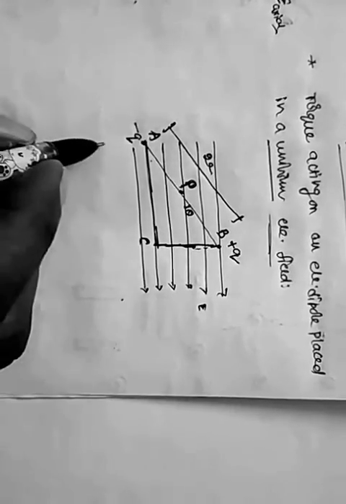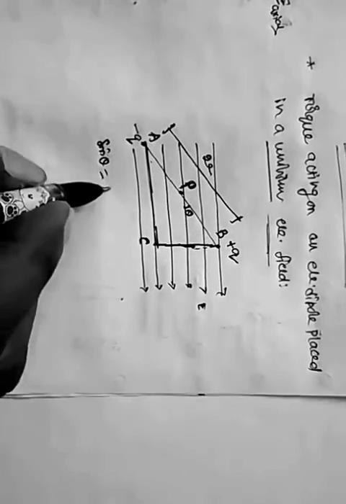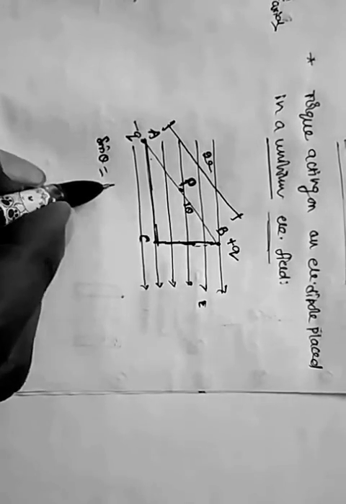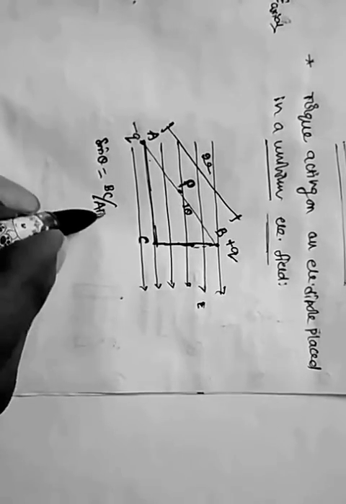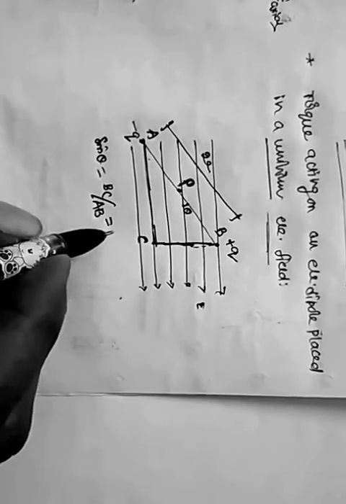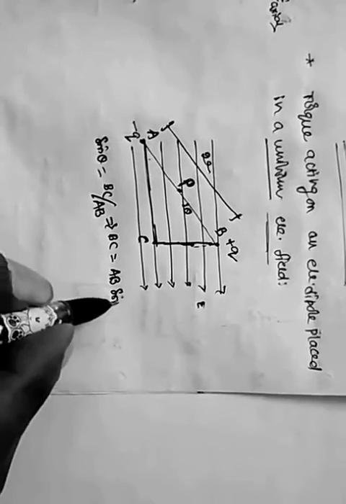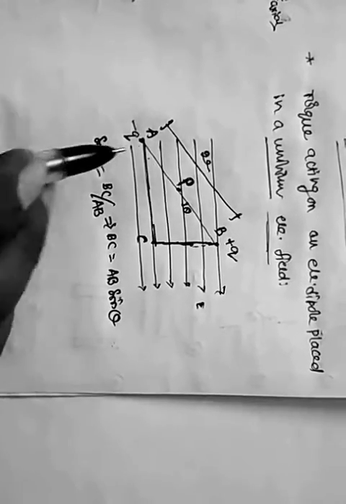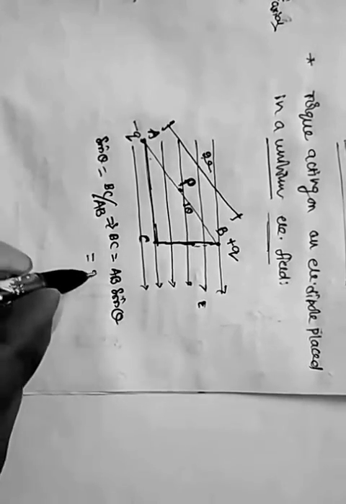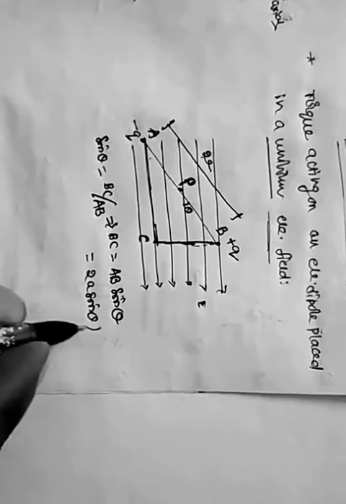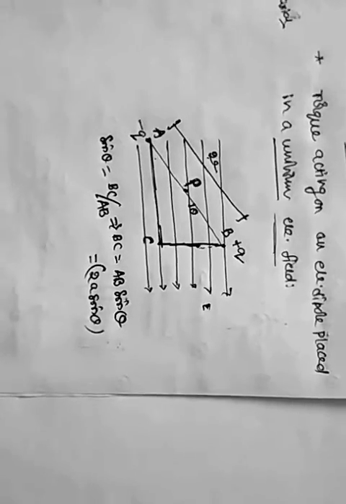In triangle ABC, sin theta is how much? BC by AB. BC we don't know. BC equals AB sin theta. AB is 2A. So you will get 2A sin theta. Now what is the torque? Torque is defined as the product of force and perpendicular distance.